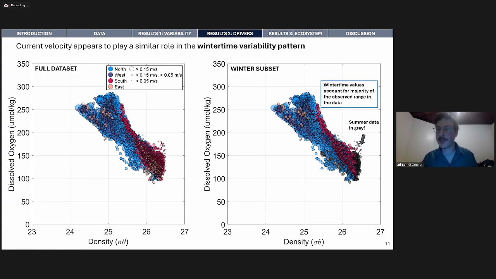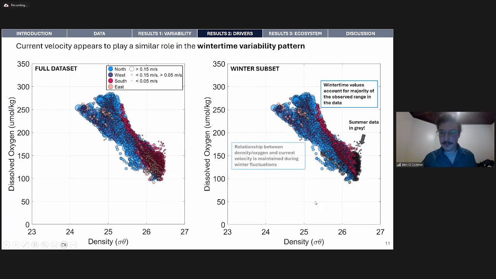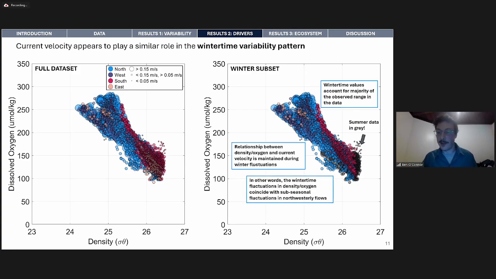We can see that the wintertime values really account for the majority of the observed range in the data, which isn't all that surprising. If we go back to the composite cycles, there's just a small range of values that occur during summertime compared to the larger range in the winter. But we can also see that the relationship between density, oxygen, and the current velocity is maintained during those winter fluctuations. So in other words, the wintertime fluctuations in density and oxygen coincide with subseasonal fluctuations in northwesterly flows.